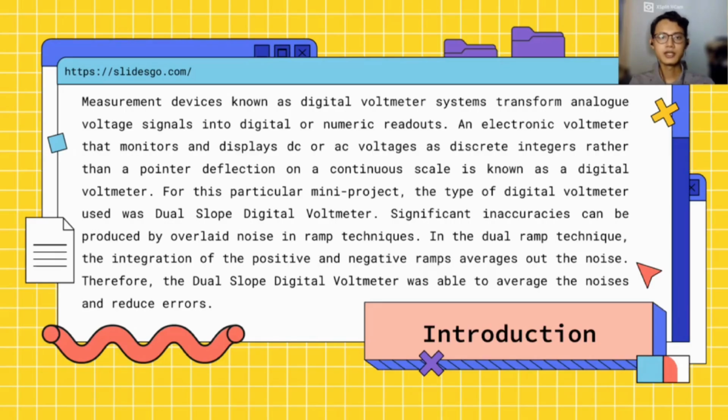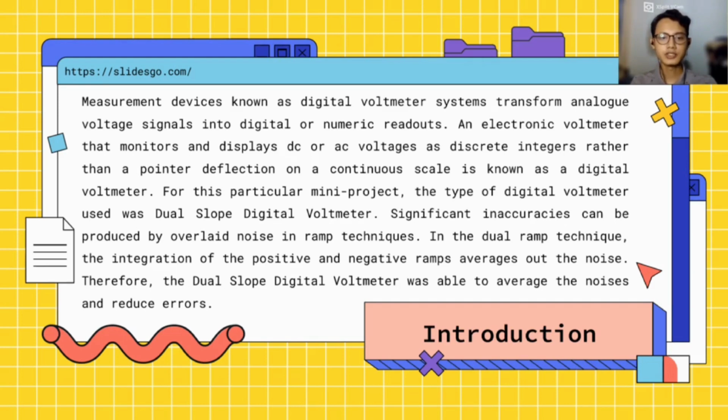I will start by explaining what this project is all about. Measurement devices known as digital voltmeter systems transform analog signals into digital or numeric readouts. An electric voltmeter that monitors and displays DC or AC voltage as discrete integers rather than a pointer deflection on a continuous scale is known as a digital voltmeter.